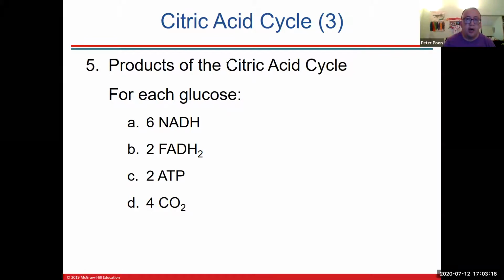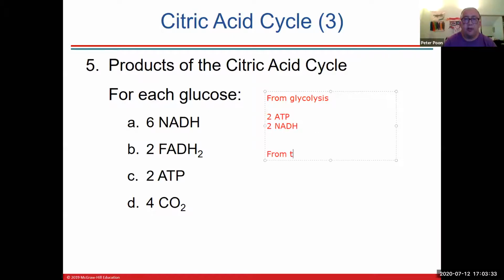We also get from glycolysis 2 ATP, 2 NADH, and from the transition step, we get 2 NADH. So the total breakdown.